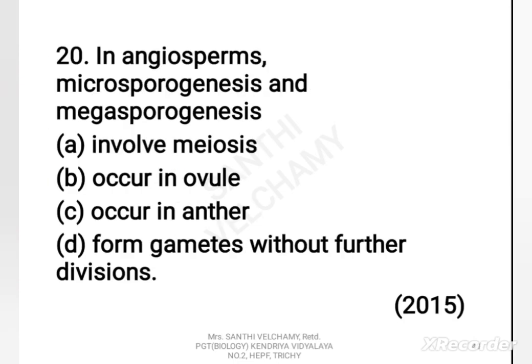Now the next question. In angiosperms, microsporogenesis and megasporogenesis A. involve meiosis, B. occur in ovule, C. occur in anther, D. form gametes without further divisions. The correct answer is A, involve meiosis.